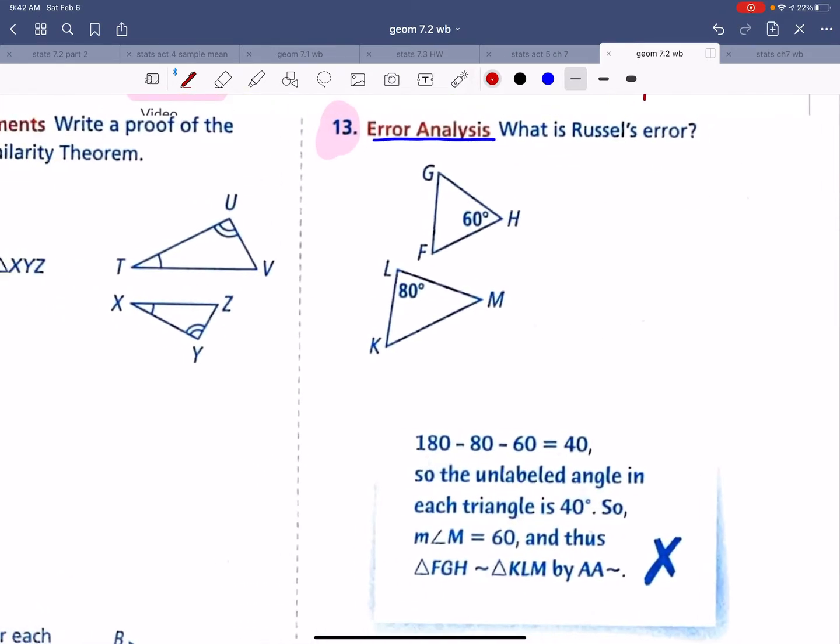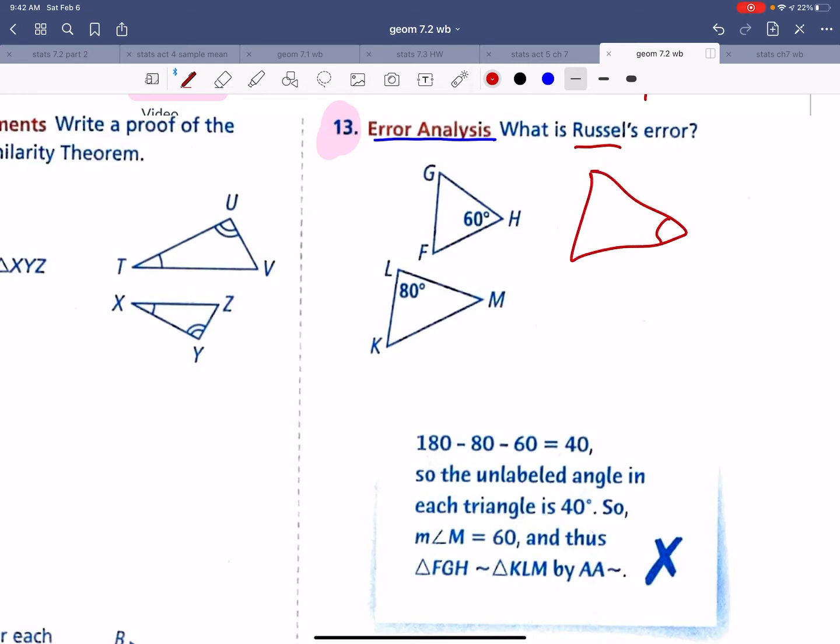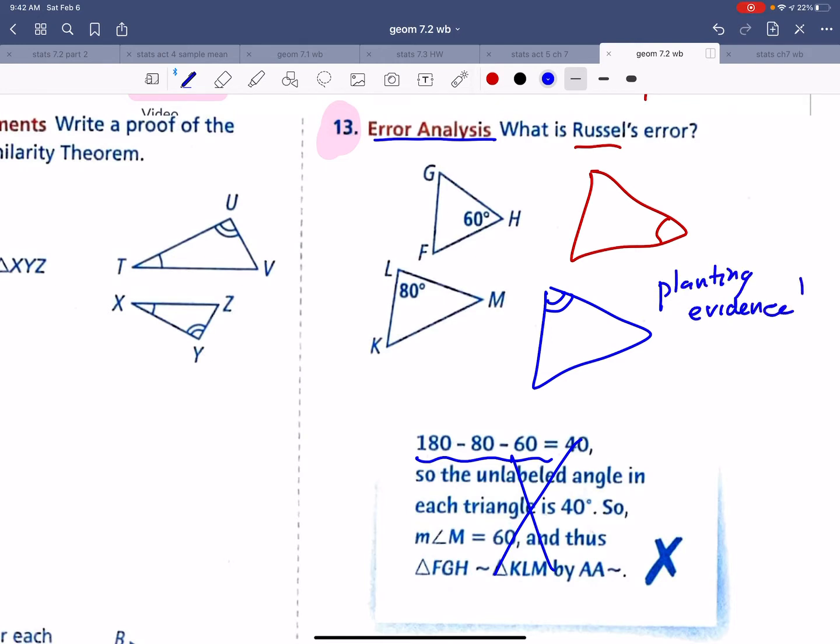Question 13, error. What did Russell do wrong? Okay, so one triangle has 60, one angle, and this triangle has 80, which is a different angle. So right now it looks like he's what I call planting evidence. He's pretending that the 60 is over here somewhere, but we don't have any evidence. So this would say not similar, because there's just not enough information.